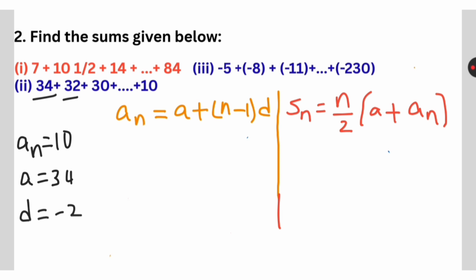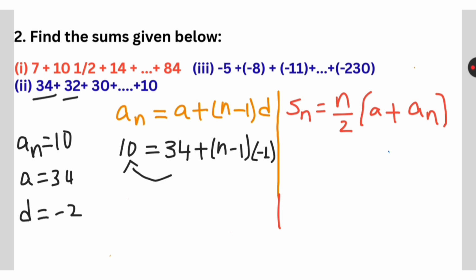So what is the last term? It is 10. So that is equal to, what is the first term? 34 plus n minus 1 into common difference is minus 2. So 34 sent to left hand side. So it becomes 10 minus 34, which is minus 24. So that is equal to n minus 1 into minus 2. So both sides divide with minus 2.